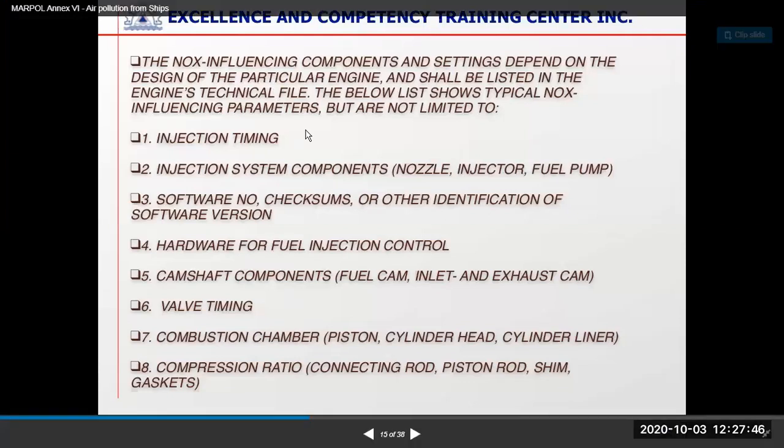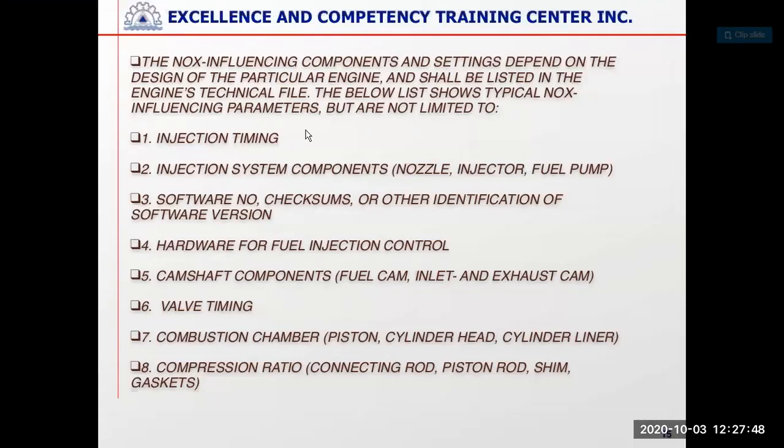Then we also need to know what are the factors affecting the amount of nitrogen oxides coming out of your engine. Your fuel injection timing will control the amount of nitrogen oxides, NOx, coming out of the system. Then injection system components, your nozzles or injectors, the fuel pumps, then your software, which is controlling your engine and fuel injections, or the hardware, that is your fuel injection control.